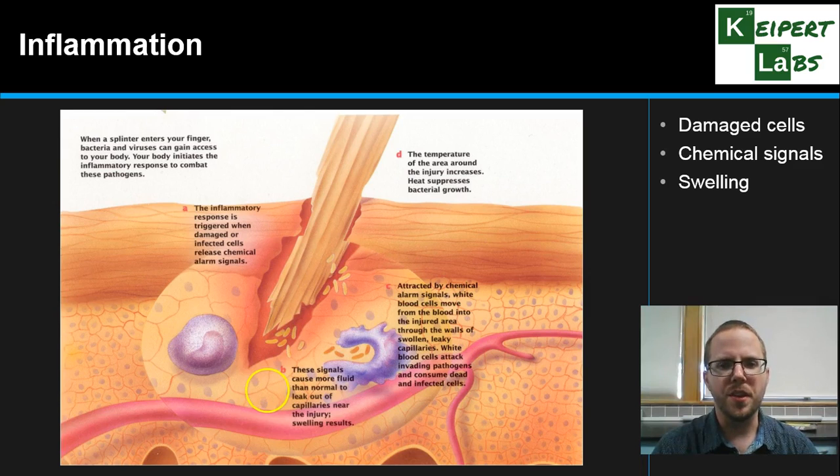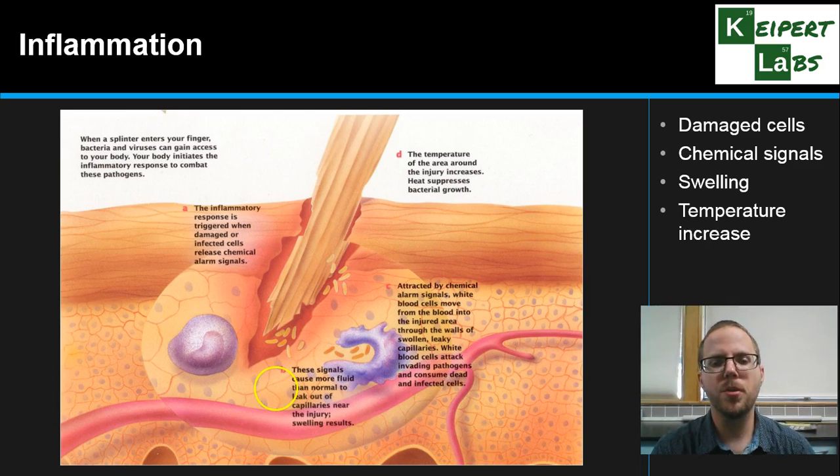Swelling is one thing that happens. We get lots of fluid that moves into the area, lots of extra blood flow. So the area swells up and it also goes red from all that increased blood flow. Because we get more blood flow, the temperature of the area increases, so it can feel hot to the touch. And that helps to take care of those pathogens at that spot before they have the chance to spread.